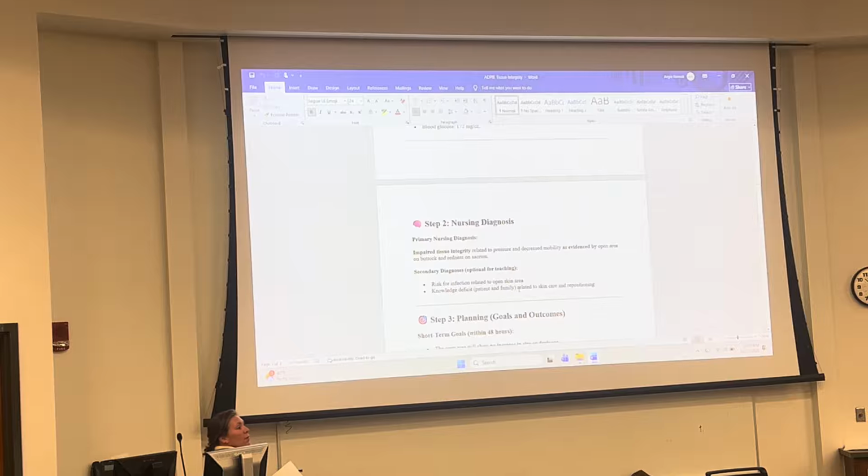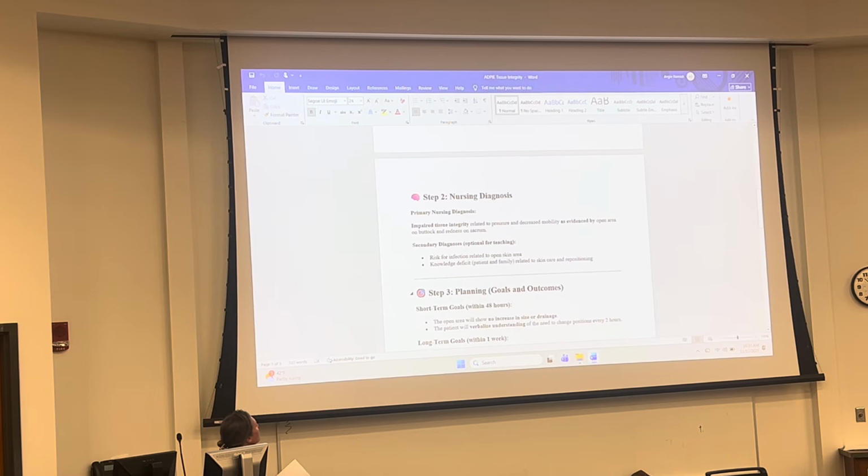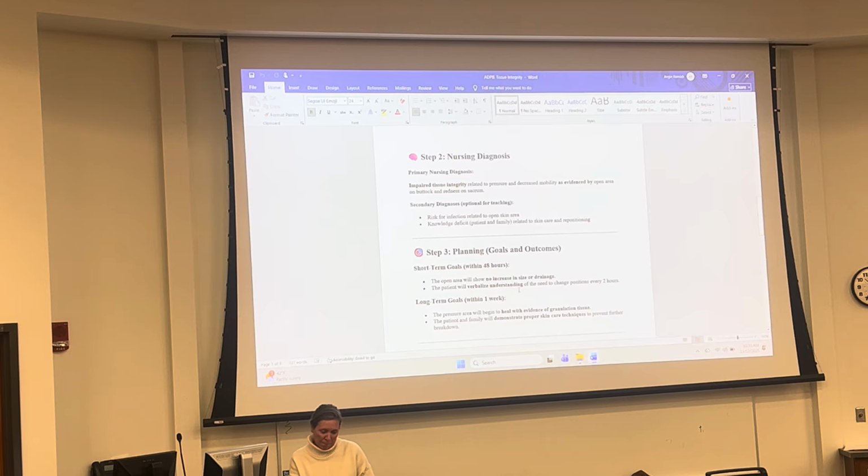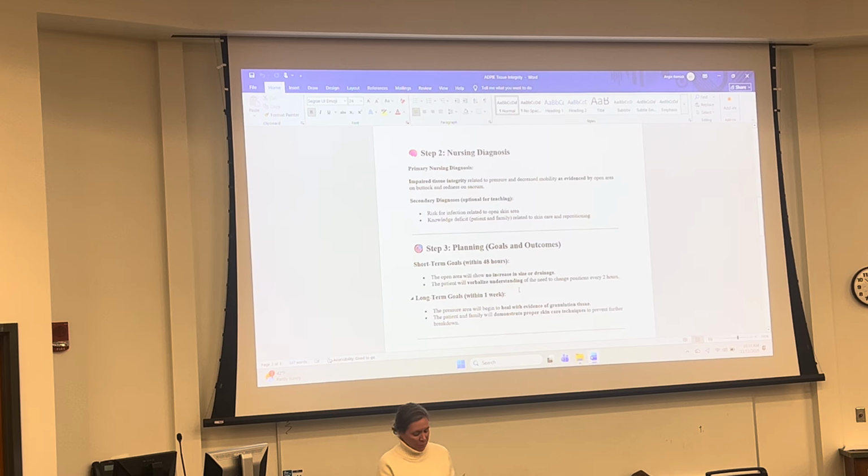Alright, let's go to Haley, our nursing diagnoses that we've identified then. Primary nursing diagnosis, impaired tissue integrity related to pressure and decreased mobility, as evidenced by open area on buttocks and redness on sacrum. Secondary diagnosis, risk for infection related to open skin area, and knowledge deficit related to skin care and incision.